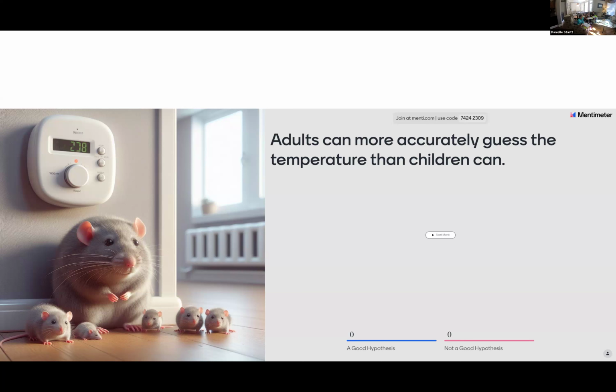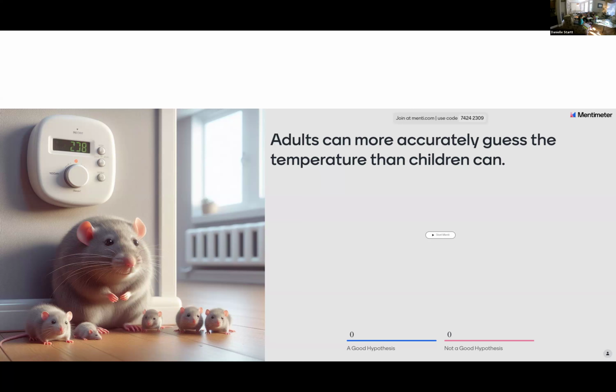Is this an idea you can test? Well, yes. How would you test it? You can call your dad or your parents or an adult, and then she would be in the adult category. We can test it right now. I'm not looking. What's the temperature? Around 73. What's the temperature? 72.